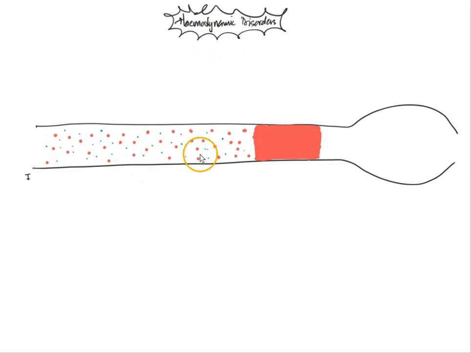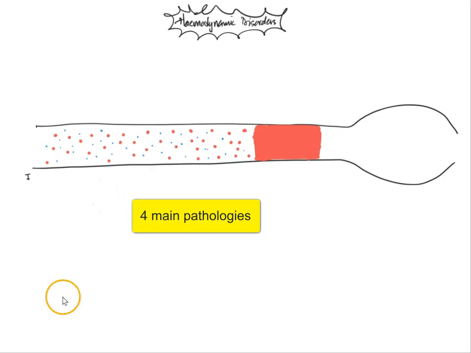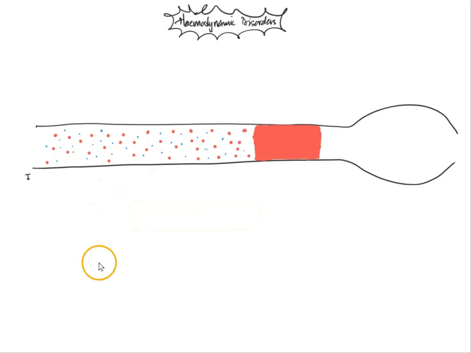So first of all, I have a very rough drawing of a blood vessel. The red dots represent red blood cells, the blue dots proteins, and then of course we have plasma. And in terms of what can go wrong with blood vessels, there are four things to look at, four main pathologies that can go wrong, and we're going to look at them one by one.